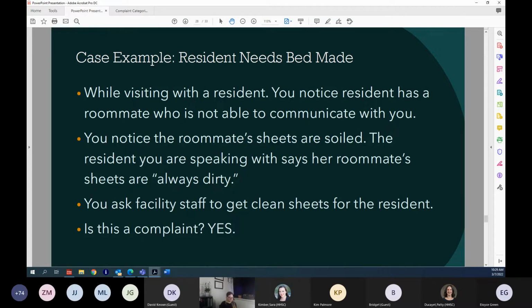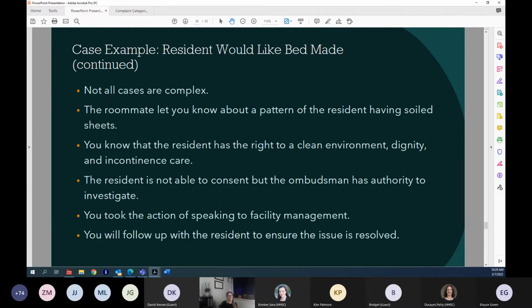So again, if it's a statement of dissatisfaction by the resident and something that you assist with, it is a complaint. In this case here, you see that it's actually the resident's roommate who says that they want their bed to be made. The roommate says the sheets are soiled, and you ask the facility to get clean sheets for the resident. The roommate says the sheets are always dirty. Again, this is a complaint.